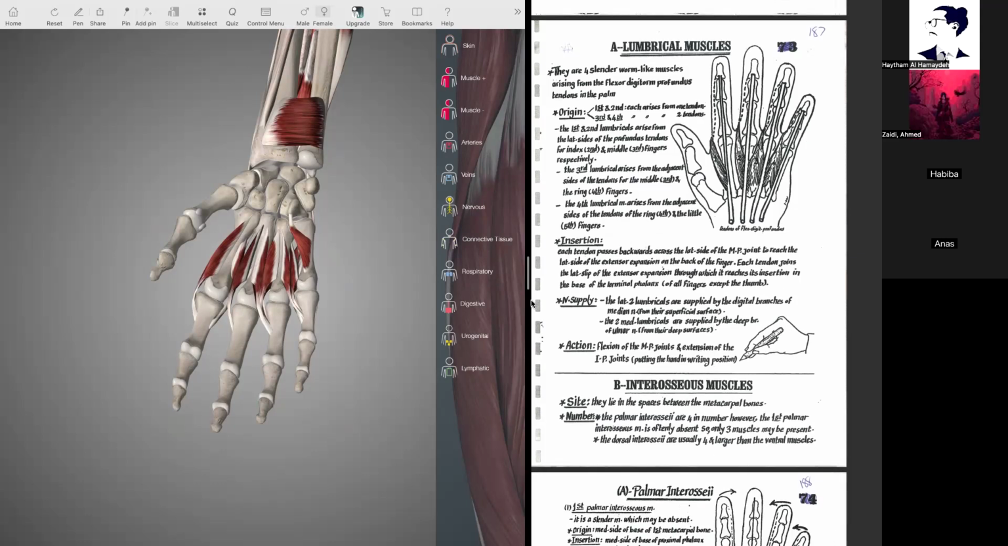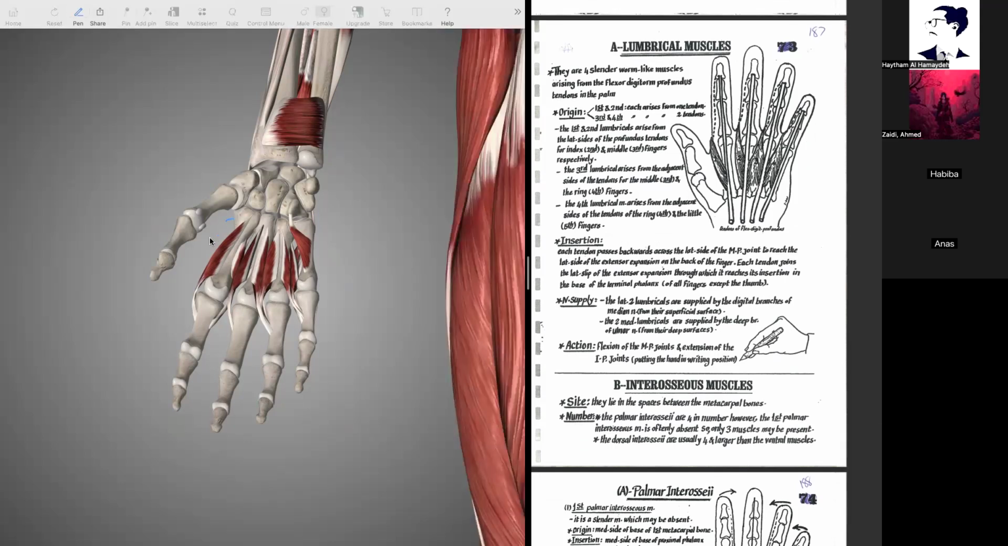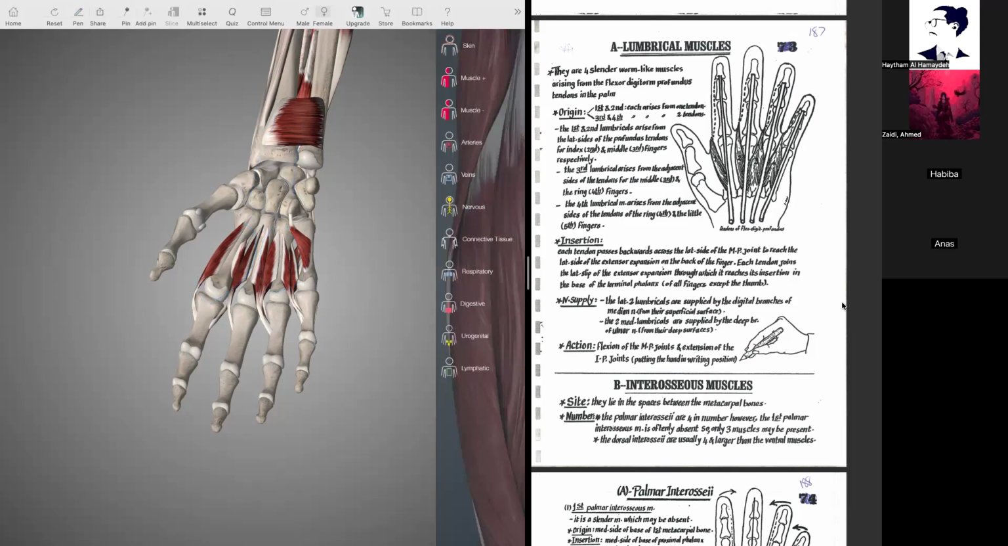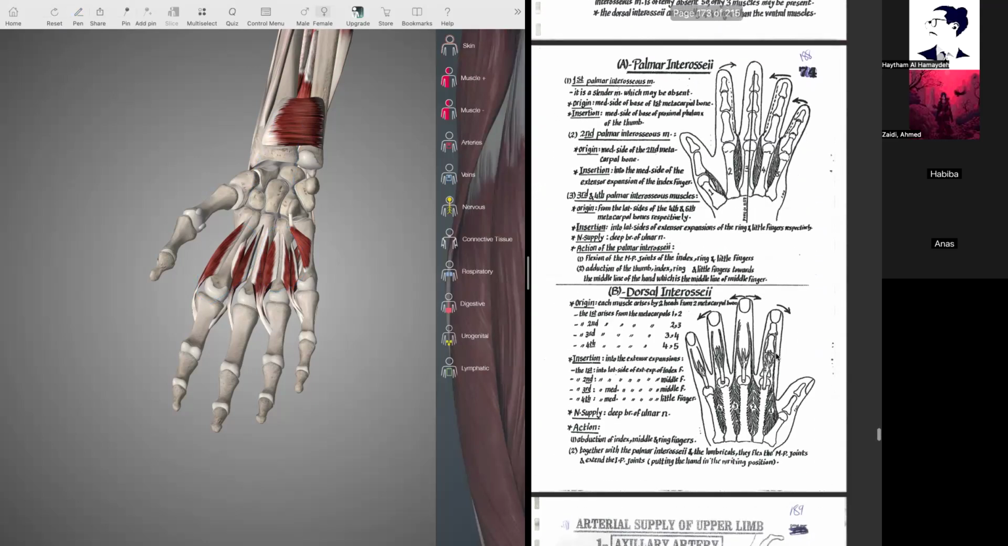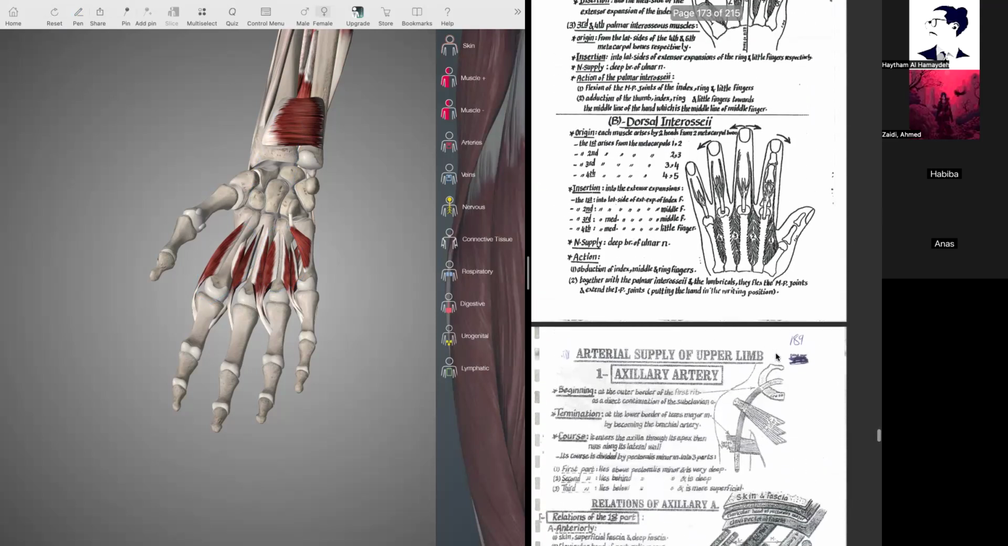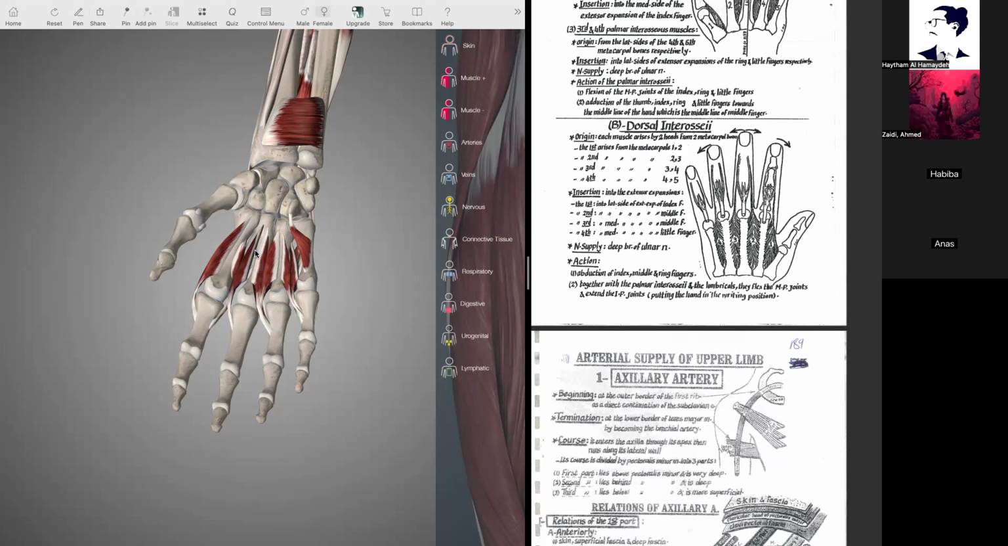Now, the innervation is a little bit weird. Lateral 2 by median, medial 2 by ulnar. So here ulnar, here median. So median innervates this, ulnar innervates that. So lateral 2 by median nerve, medial 2 by ulnar nerve. That's it. Okay, I'll stop there. Forget the interosseous. Just remember, there's 4 dorsal, 4 palmar.